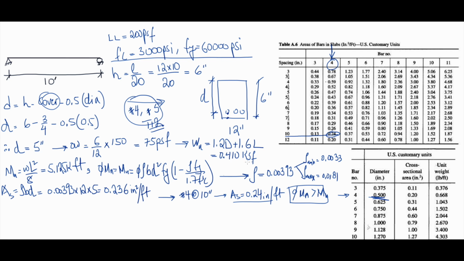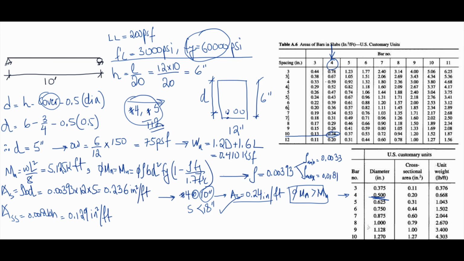We have to check the spacing. Is the spacing less than 18 inch? Yes. So S, which is 10, is less than 18. So we're working as per the code. Now I have to calculate the shrinkage and temperature steel. As,ss, let's call it, which is shrinkage and temperature, is 0.0018 b h, because Fy is 60. This is why I chose this. And this will give me 0.129 inch squared per foot.